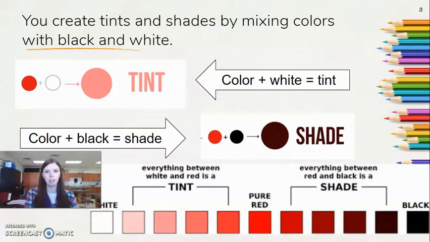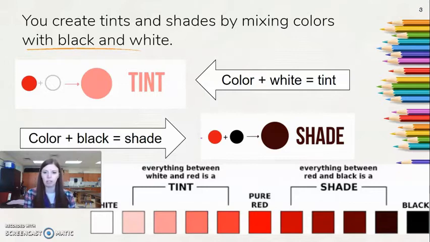This top one here is a tint of red because we took red and white and mixed them to create a pink color. So pink is actually a tint of red. Then underneath that we have a shade of red, made by mixing red and black to make kind of a maroon type color. And so that's how you shade colors.